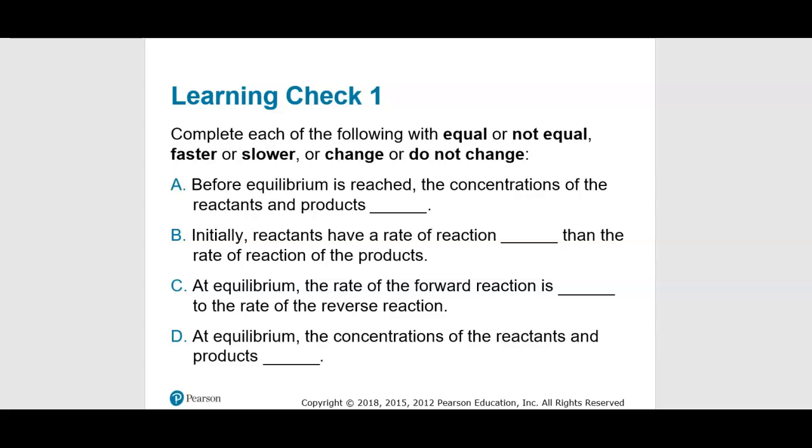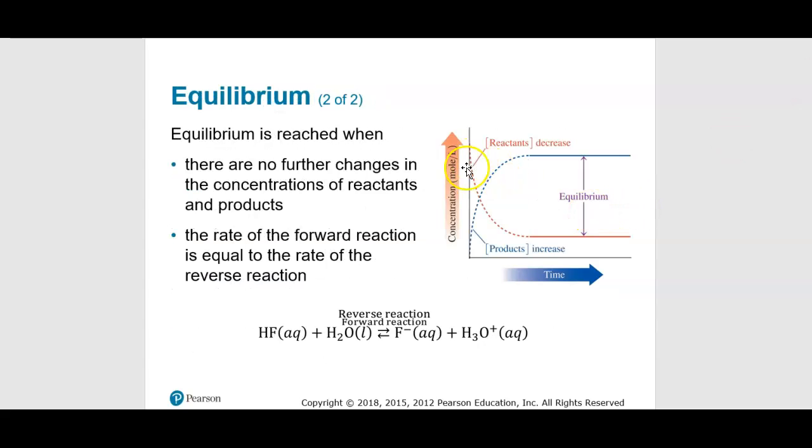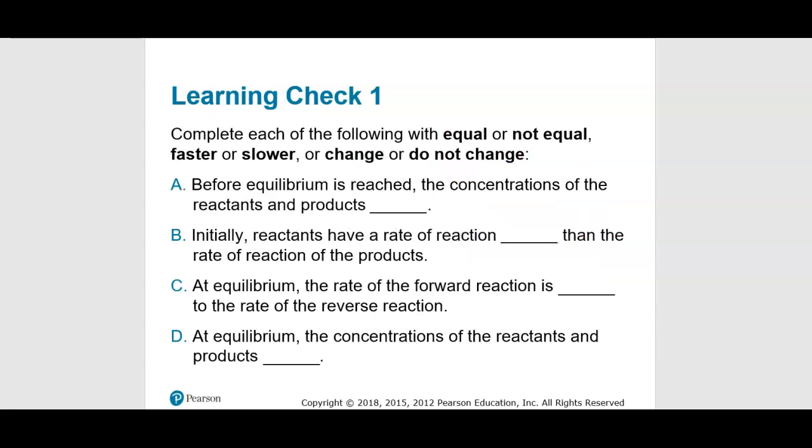Well, initially, what's initial? You can get the rate of reaction from the slope of the curves that indicate the concentration of reactants and products with time. Well, initially, in this case, there are no products, so the rate of the reaction of reactants has to be faster than the rate of the reaction of the products, which is very slow. It's going to take a while to build up until it gets to the equilibrium concentration.